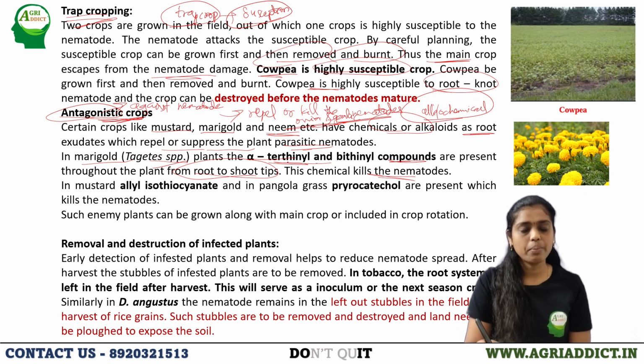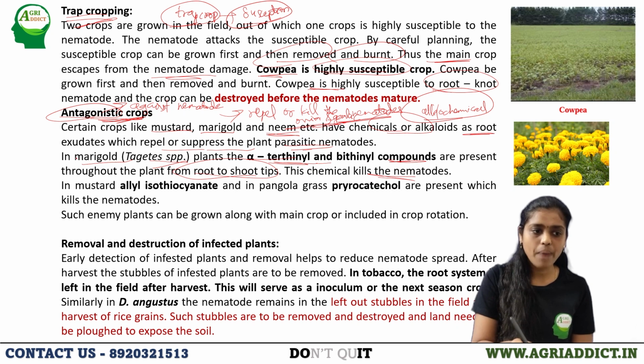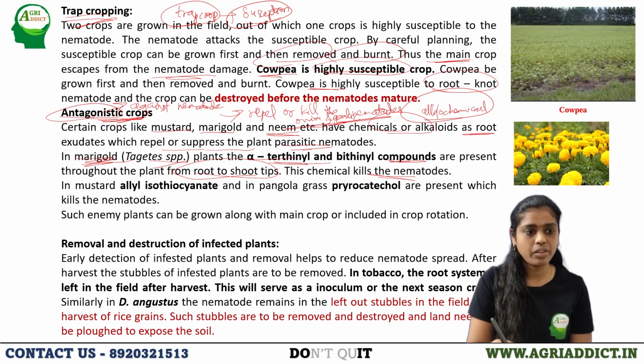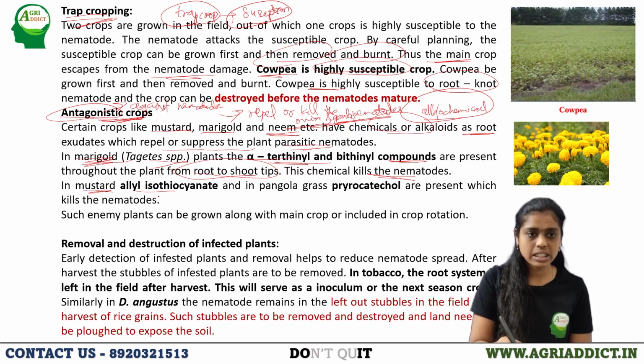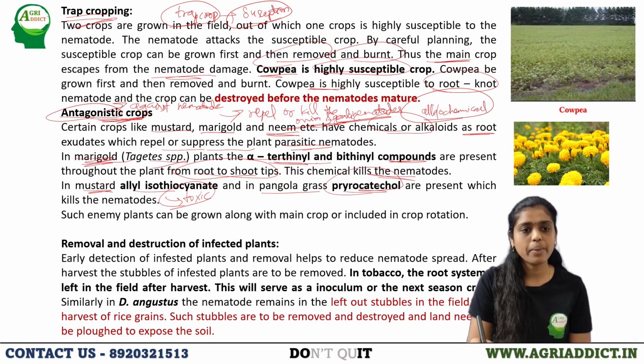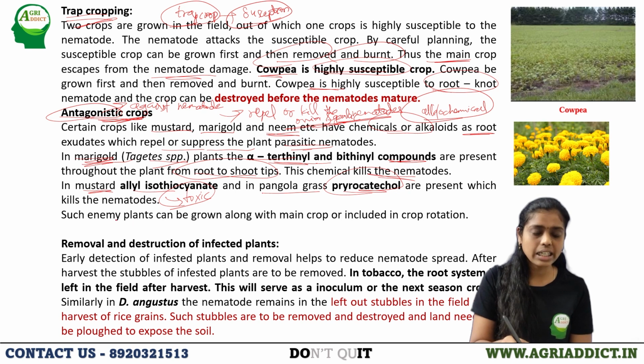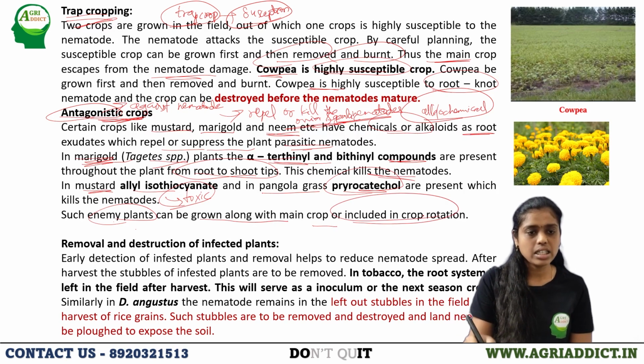The most efficient management method is growing marigold crops in the main field. This proved to be a very effective method. Another is mustard. Allyl isothiocyanate is present in mustard, which is very toxic to the nematodes and kills them. And in pangola grass, pyrocatechol is present. It also acts as a toxin to the nematode and kills the nematodes. Certain such enemy plants, that is antagonistic crops, can be grown along with the main crops or included in the crop rotation, and thus efficient management of nematodes can be done.